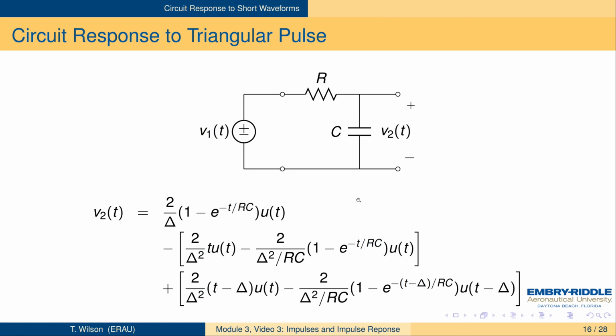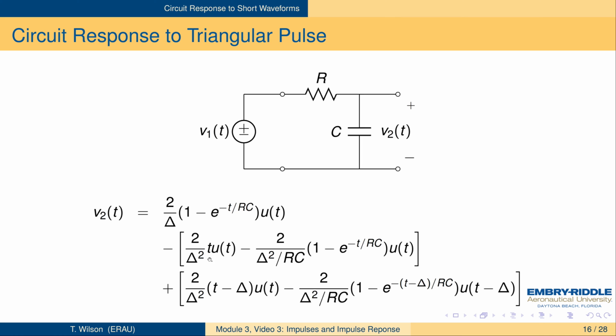I wrote up the algebra on a separate sheet. It's really a bit of a bear, and there's a good amount of bookkeeping, and I don't expect you to work through this. And even here, just look at the raw response from each of the terms. You have the response to the unit step, and you can see the 1 minus e to the minus t over RC that you ought to be fairly familiar with as a step response of an RC circuit.